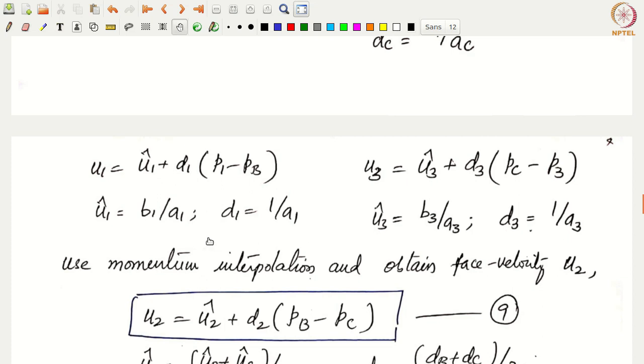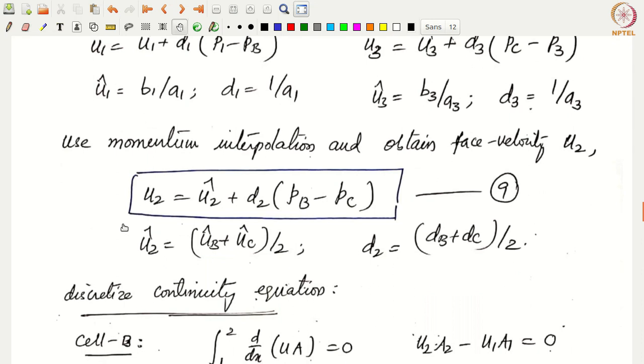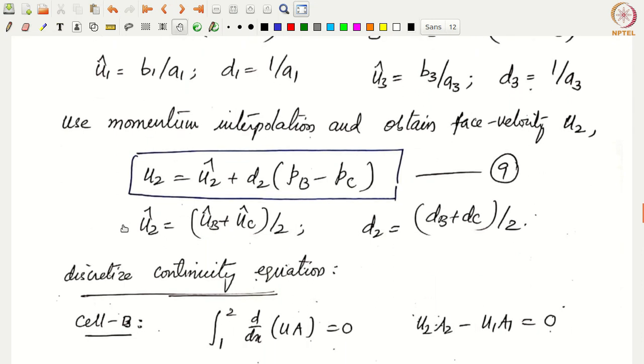Okay, now what is the main step? The main step in the SIMPLE algorithm on collocated grids is basically to use momentum interpolation and calculate the phase velocities, right? So we have two cells B and C. The only phase that we have is 2, right? The other two phases that are on the boundaries, 1 and 3, are not very interesting as such, because the velocities there are already given. U1 and U3 are given, so we don't have to use momentum interpolation there to obtain the velocity. So we will use momentum interpolation and obtain the phase velocity U2.